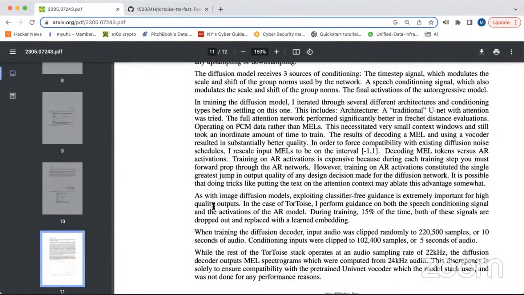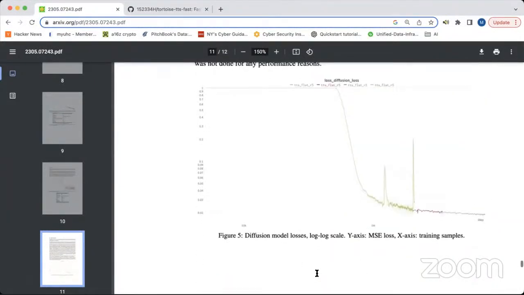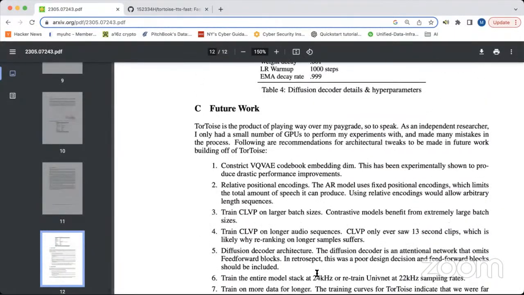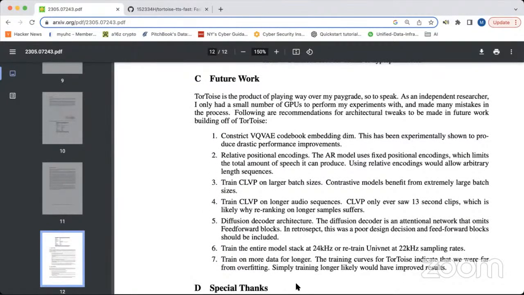This I understood, okay. And this is where he goes into the future works. He's given some hints as to what the future works could be.